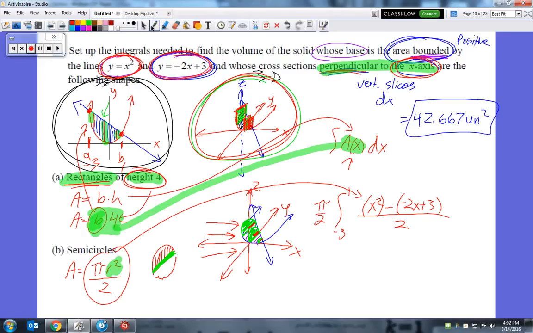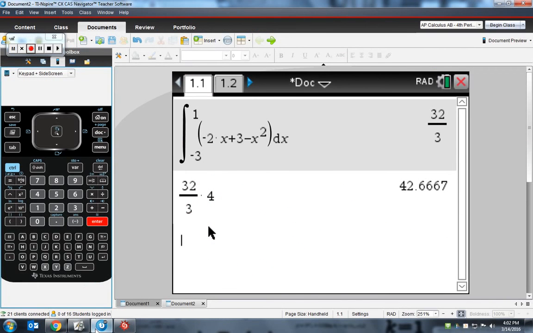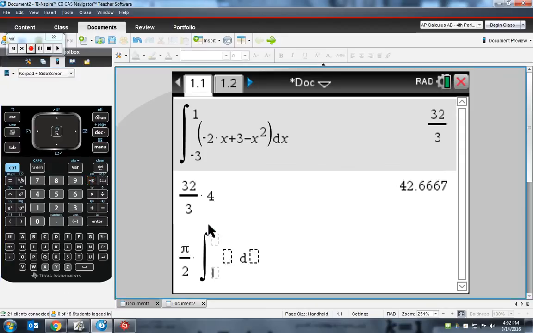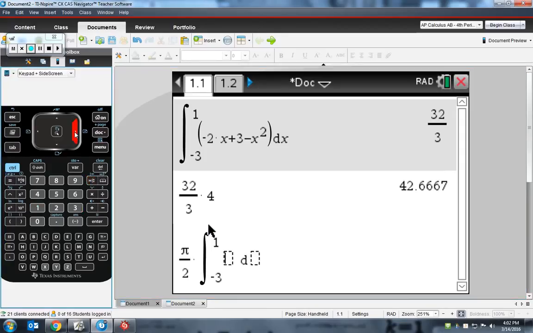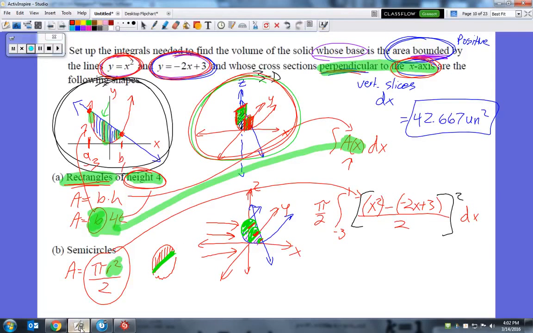The only thing I have to do now is square all of this, because it is pi r squared divided by 2. All that's in the brackets right now represents r, and then dx because it's going to be vertical slices. So semicircles. If I were to put this in the calculator, let me put this pi over 2 right now. So pi over 2 times the integral from negative 3 to 1, and then it's going to be this top minus the bottom, and so on.